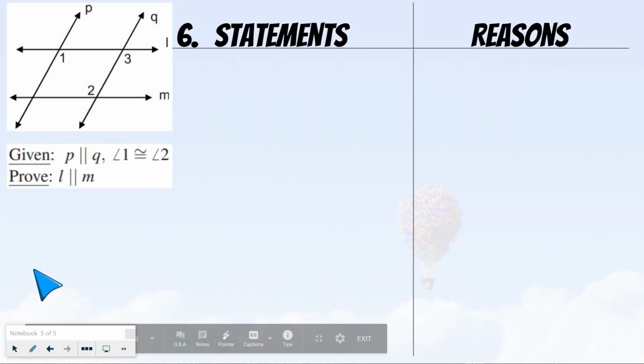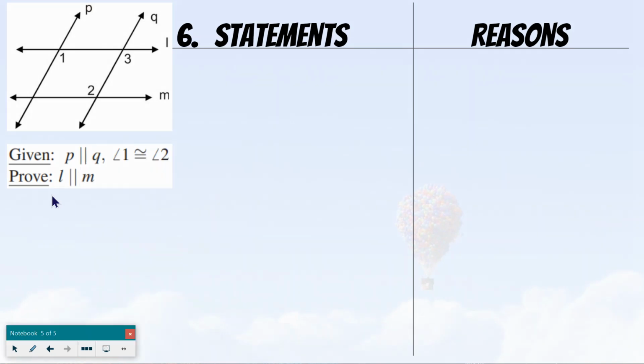Alright, so here I'm trying to prove that lines L and M are parallel to each other, given that P and Q are parallel and that angles 1 and 2 are congruent to each other. So if I know that P and Q are parallel, then I know that these two angles have to be the same because they're corresponding angles in a set of parallel lines.